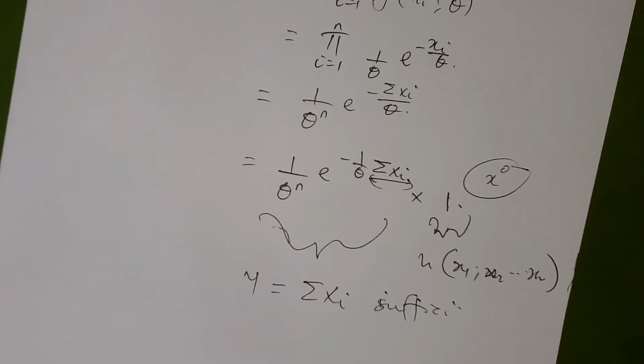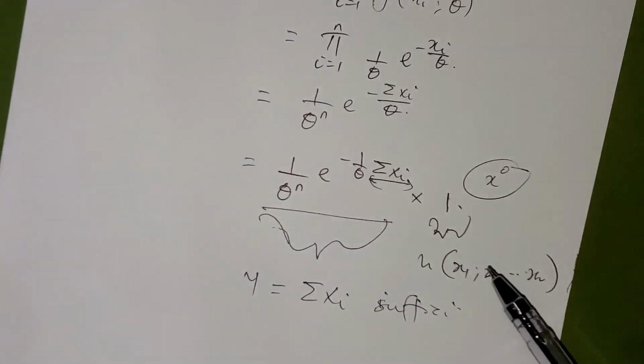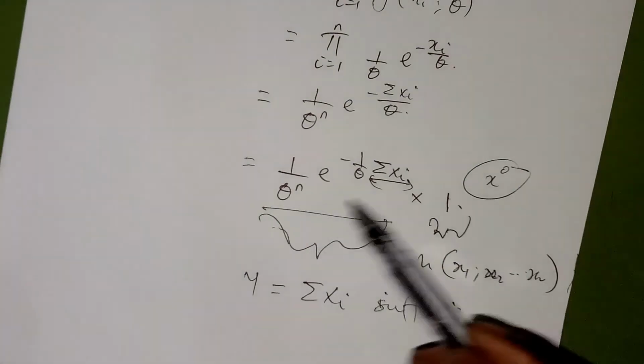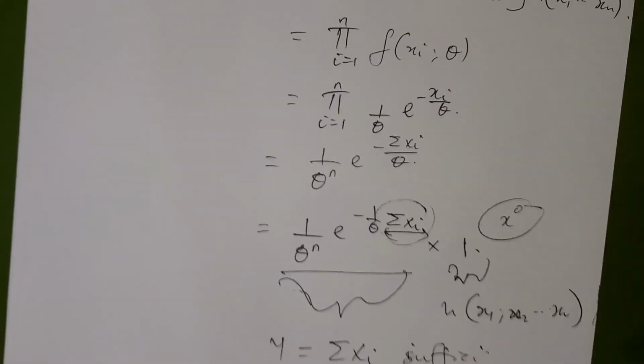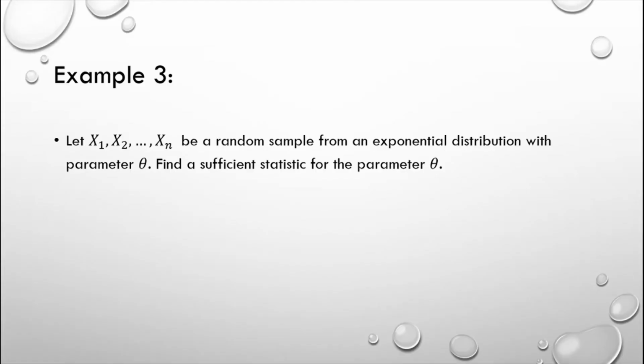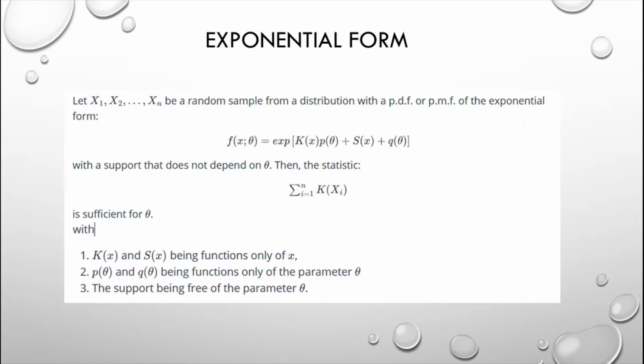All right, so when you see the component which depends on the parameter, the other part which is x in it is simply the sufficient statistic for that parameter. So this is all we have on the factorization theorem. But then there's another method, which was derived from the factorization theorem, but this one is a bit easier to handle these questions on finding the sufficient statistic.